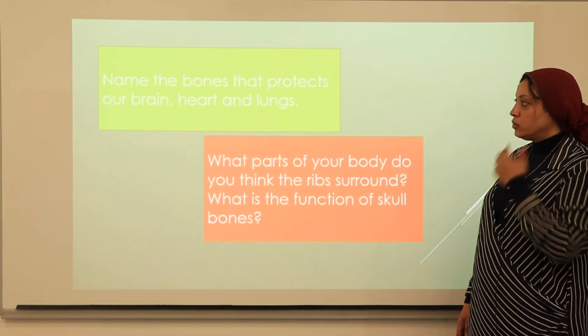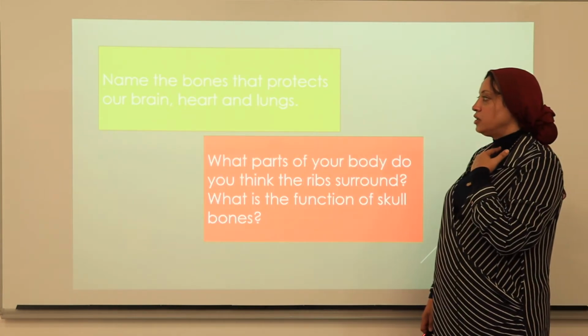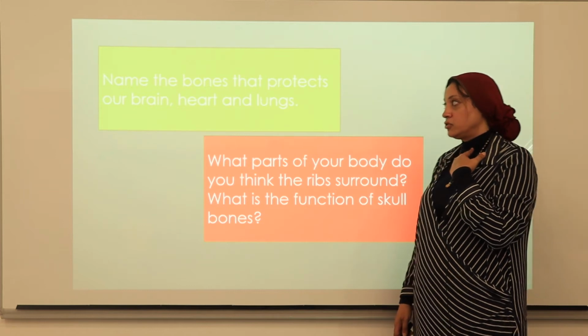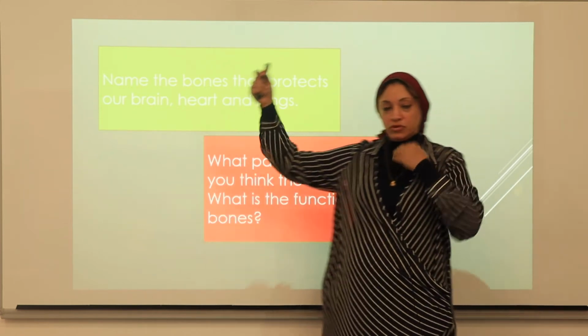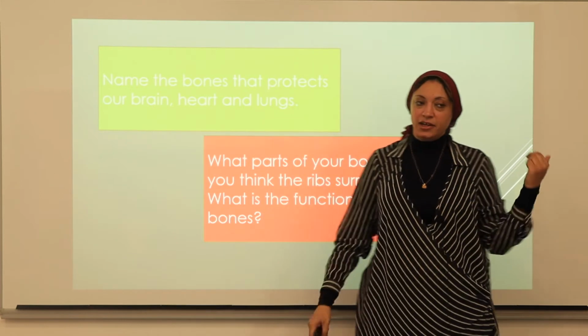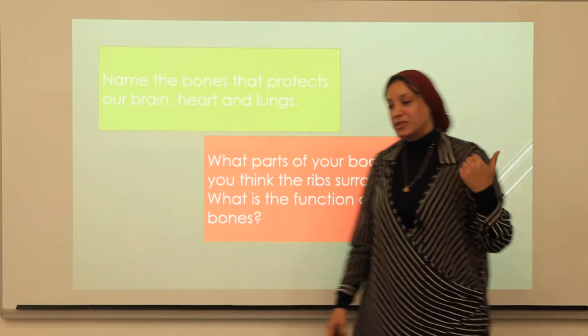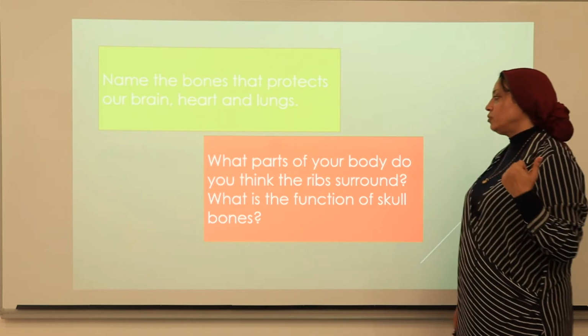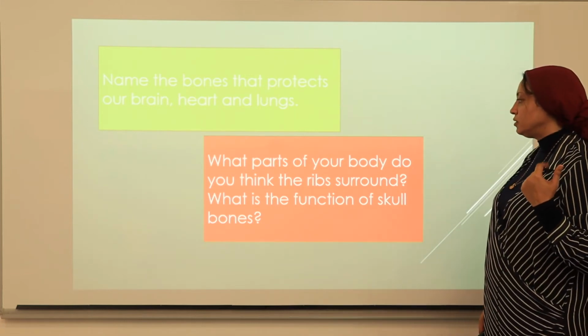We have here two questions. Name the bones that protect our brain, heart, and lungs. What is the name of the bones that protect our brain? Skull. And the bones that protect our heart and lungs? Ribs, yes. What parts of your body do you think the ribs surround?